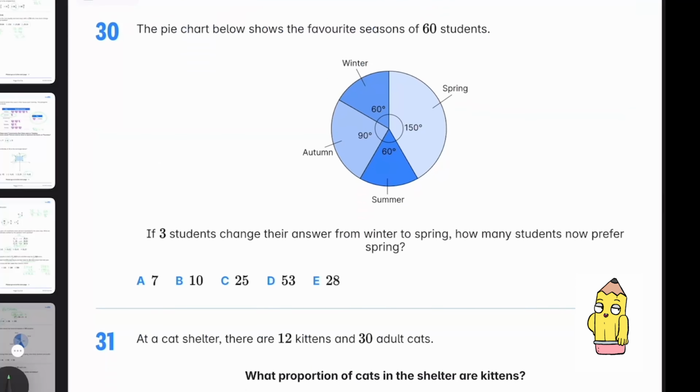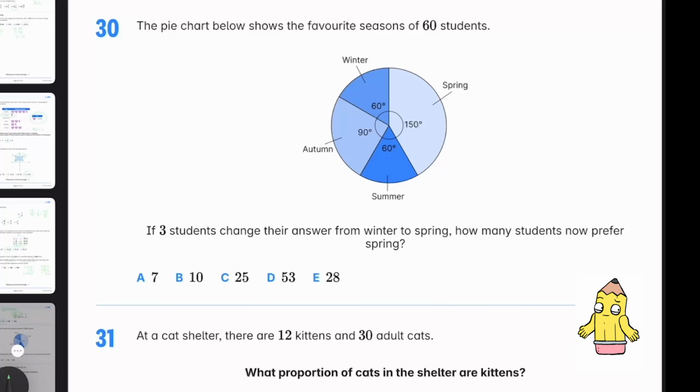Question 30. The pie chart below shows the favorite seasons of 60 students. If 3 students change their answer from winter to spring, how many students now prefer spring? So winter to spring. So we must first identify what fraction is represented by students whose favorite season is spring. And we can see that the angle for the spring segment is 150 degrees. And we know that a full circle like a pie chart is 360.